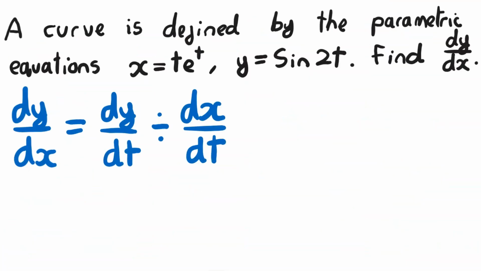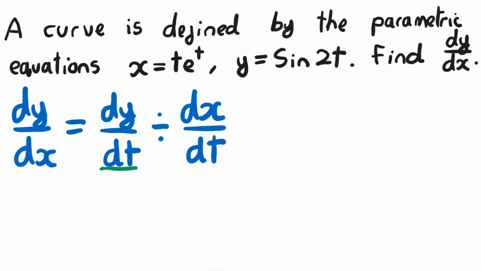Okay, so here's another example question where we're told that a curve is defined by the parametric equations x is equal to t e to the power of t and y is equal to sin of 2t, and we need to find dy over dx. So we're going to use the same equation as before, that dy over dx is equal to dy over dt divided by dx over dt.